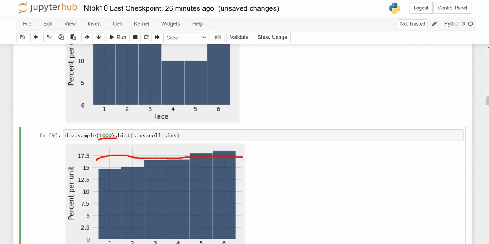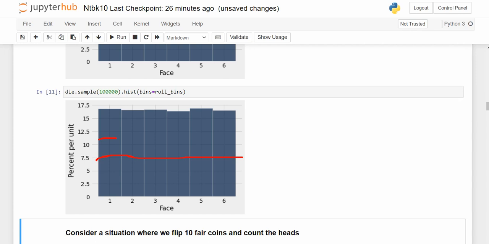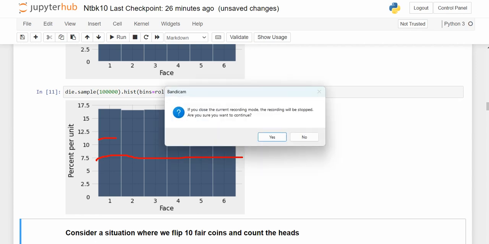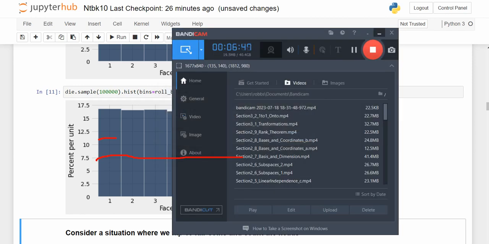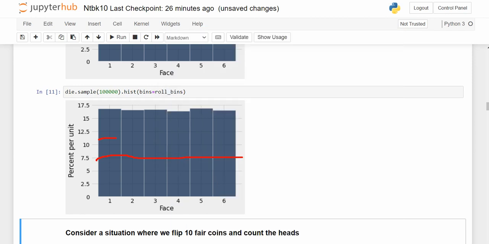Okay, and if we, oh, clear, let me get rid of the ink. Sorry, I was just trying to get rid of the ink.